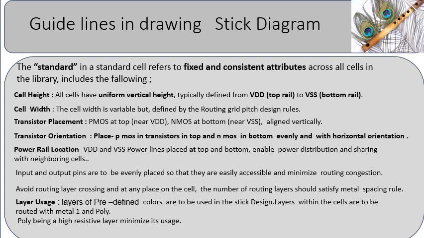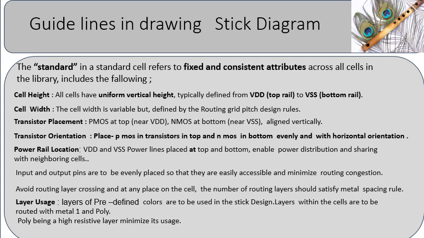The standard in a standard cell refers to the fixed and consistent attributes across all cells in the library. That includes the following. All cells should have uniform vertical height, so the common VDD to VSS rail can be routed. The cell width is variable and is defined by design complexity. It also has to adhere to the routing grid pitch design rule.